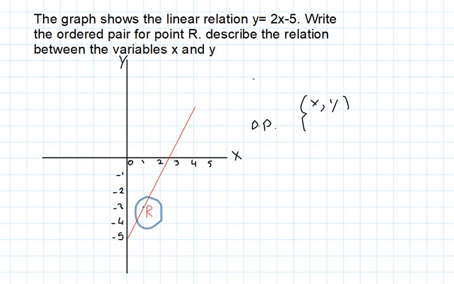So when you're looking at this ordered pair here, you're going to be looking at the x where it intersects with the x-axis. So right here, if this is the point right here, you're going to look up where the x-axis is. So that's going to be 1, so the x is 1.